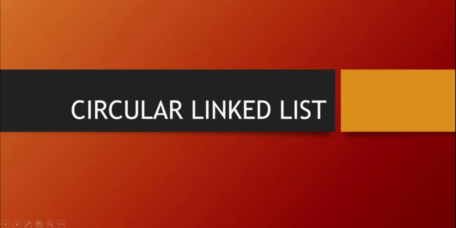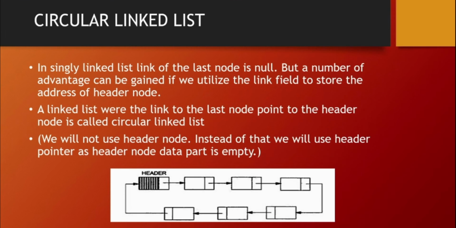Hello, let's understand what is a circular linked list. In a single linked list, the link of the last node is pointed to null, but a number of advantages can be gained if we utilize the link field to store the address of its header node.